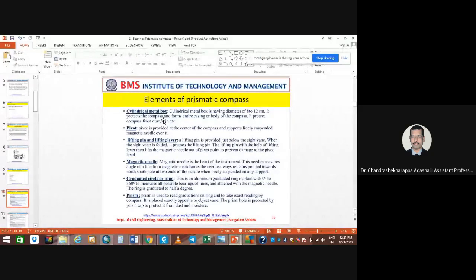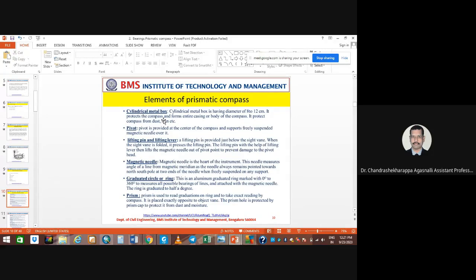And the lifting pin and lever. There will be a lifting pin and lever provided just below the sight vane. When you press the lifting pin, all those things operate. And the magnetic needle is the heart of the instrument. Without a magnetic needle, that will not be a compass, I would say. That is the major part.